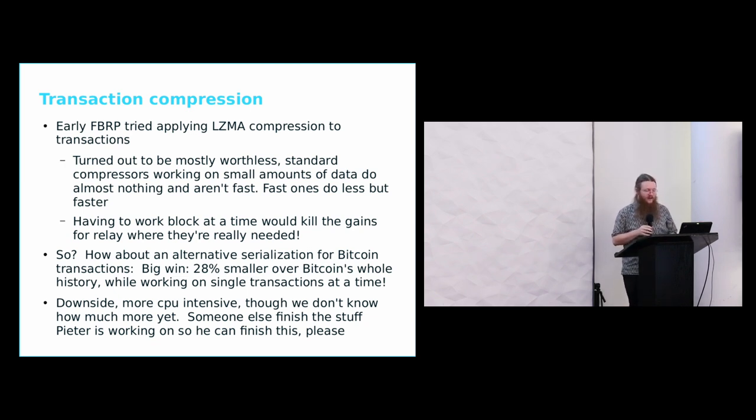It turns out that it's possible to construct an alternative serialization for Bitcoin transactions, where you replace the fields in a normal transaction with different ones. You can convert between a normal transaction and the alternative serialization back and forth losslessly, which means you can take this alternative serialization and use it on the whole of Bitcoin history. Peter and I came up with one that reduces the size of the whole Bitcoin history by 28%, only while working on a single transaction at a time, never exploiting multiple transaction correlations. The downside is that it's more CPU intensive, but we haven't done enough of the implementation to know exactly how CPU intensive it would be.